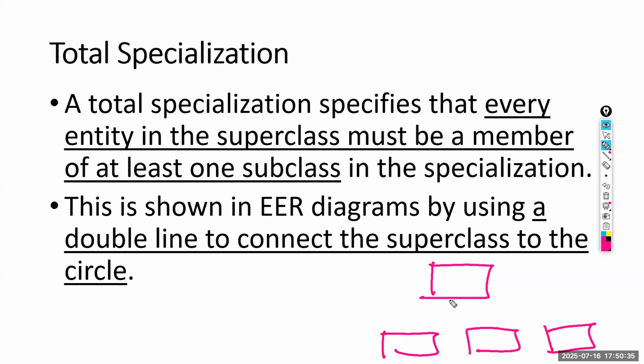If so, we represent it using a double line. Double line for this part. Then this can be disjoint or overlapping depending. But double line means it is total. So that means whenever we have a special case, it belongs to one of the subcases also. Okay.